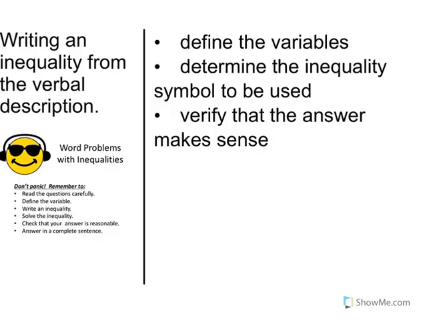When you're writing from a verbal description, the important thing here is to define your variables and then determine the inequality that you're going to be using. Most of the time when you're writing an inequality from a verbal description, it's going to be written in standard form. But there's a couple instances where it's written in slope-intercept form. So make sure that you're defining the variables, that you're putting them in the right places, and that you have the correct inequality sign. And then you want to make sure that your answer makes sense. So you want to look at how it's set up, and then you want to pick a point or a value, and plug it in and check: does my equation actually make sense for this situation?